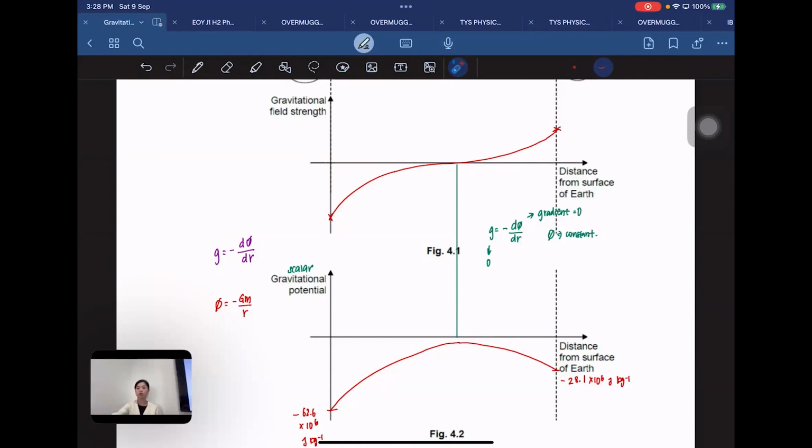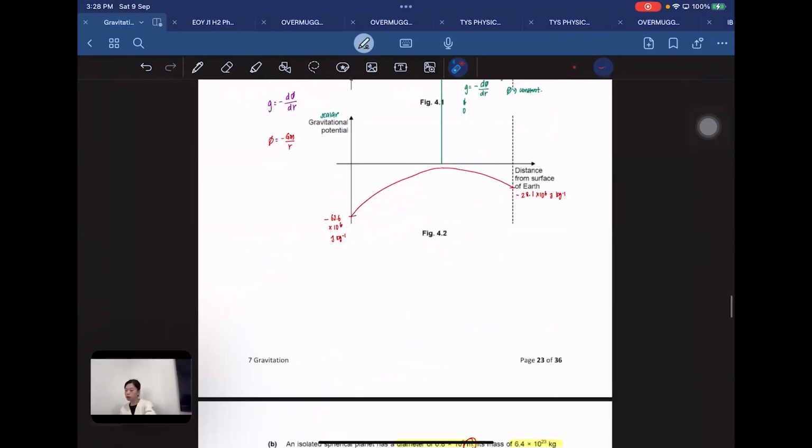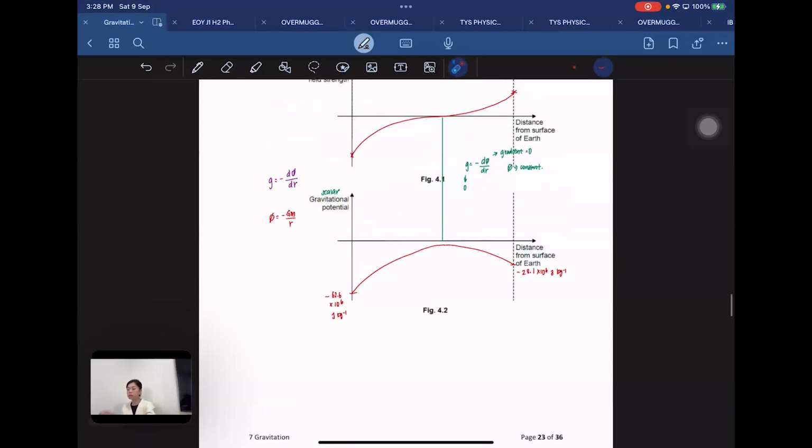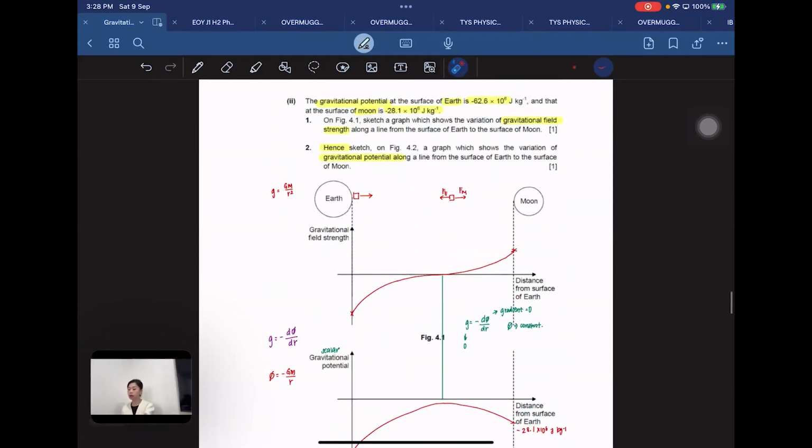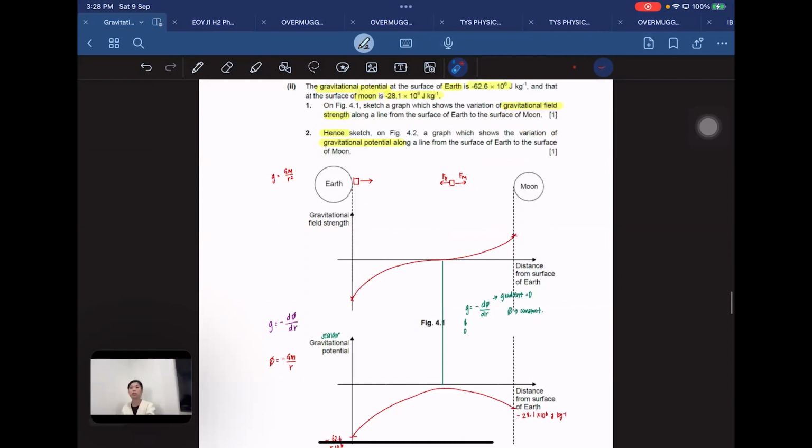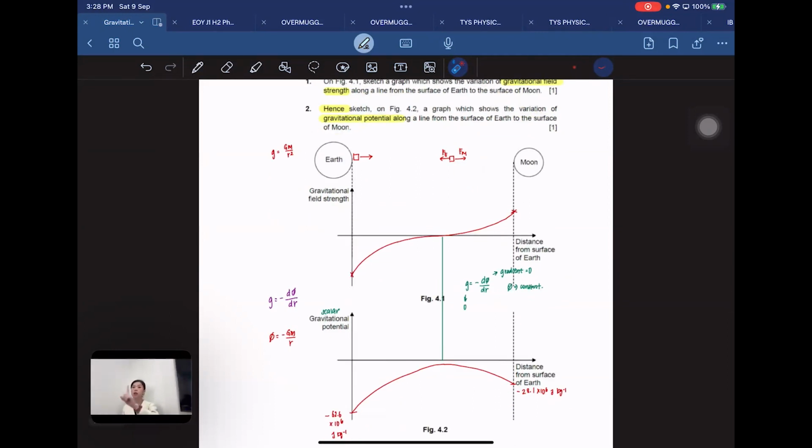Then why did I draw in the negative? Because gravitational potential is negative. Okay, good. So approach graph with this mindset, use the formulas, understand that the formulas also give us gradient and whatnot to help you draw the graph. Vector, I can have a negative region, positive region. Scalar, I only belong to one region, depending on the formula.